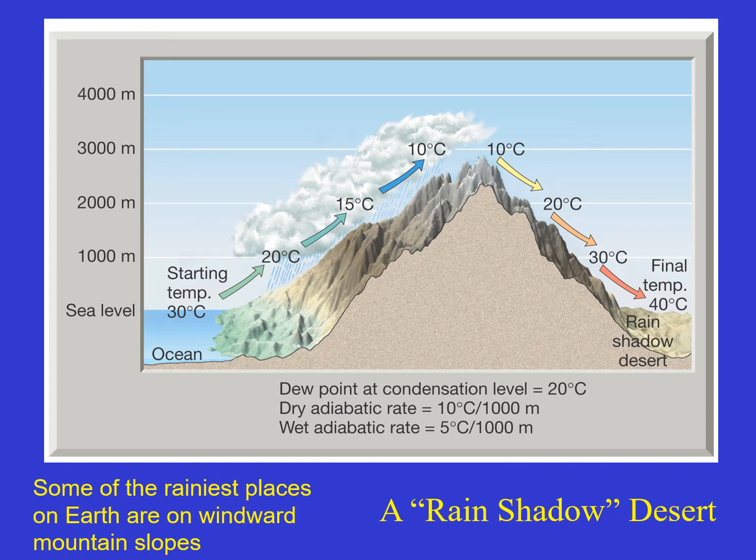Here's just another diagram of the orographic lifting, showing you temperature changes there in degrees Celsius, showing clouds forming, dumping a lot of rain on the windward side on the left, and then the dry air racing down the mountains on the leeward side over on the right. And not only is it dry, but as it's sinking, it's warming adiabatically. Rain shadow desert.